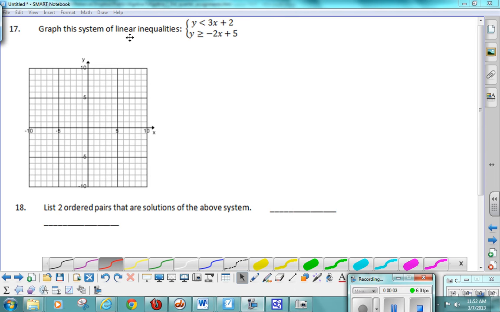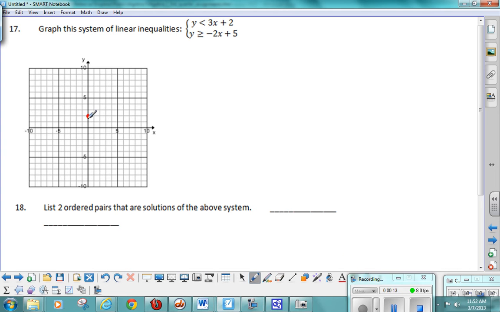Number 17, you have to graph this system of linear inequalities. So y is less than 3x plus 2. My y-intercept is 2, so I put a dot on the y-axis at 2. My slope is 3, so I count a rise of 3 and a run of 1. I have a plain old less than sign, so that's going to be a dotted line.